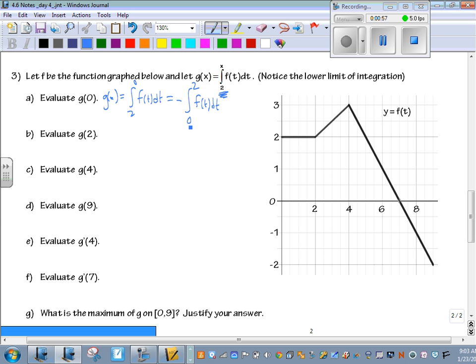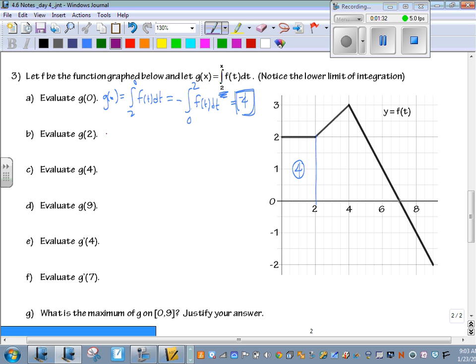So we want to find the area under the curve from 0 to 2, and then we're multiplying that by negative 1. So from 0 to 2, that's just this rectangle. We have a base of 2, height of 2, so the area of that is going to be 4. But the negative out in front makes the answer to this definite integral negative 4. Right, area here is 4, but we have that negative out in front, so it's negative 4.